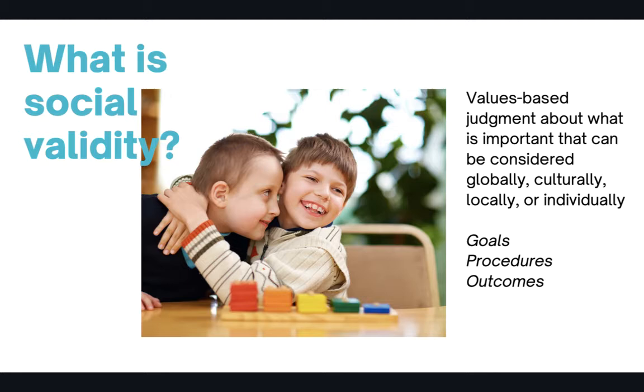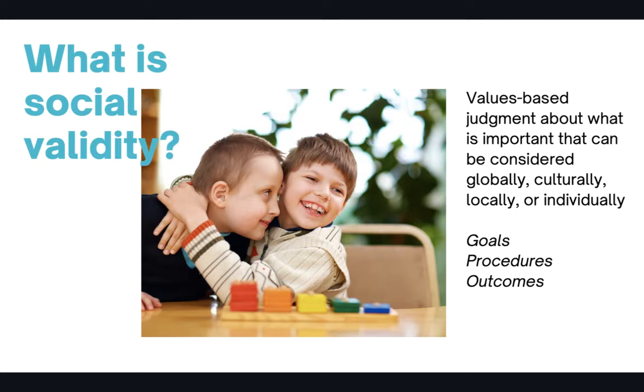So what is social validity? I would say, and I just made up this definition, that they're values-based judgments about what's important, and those judgments can be sort of globally what's important for humans. They can be centered culturally, what's important for this child given his culture and current contexts, more locally, what's important for this kid based on what's going on in his home and school environments, and also individually, what's important to this child or this family.